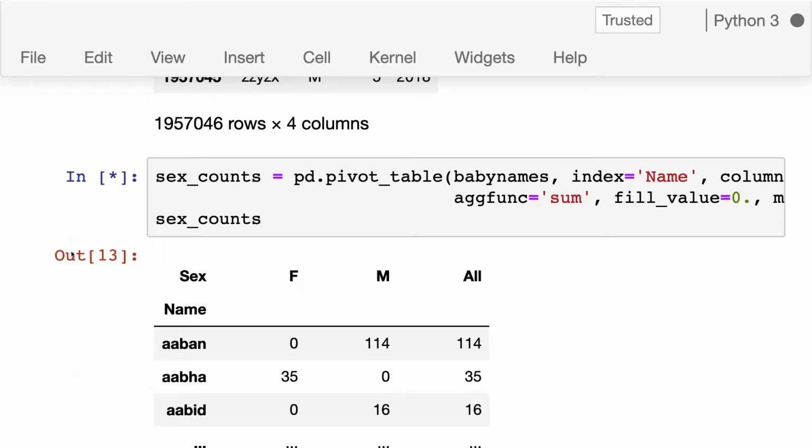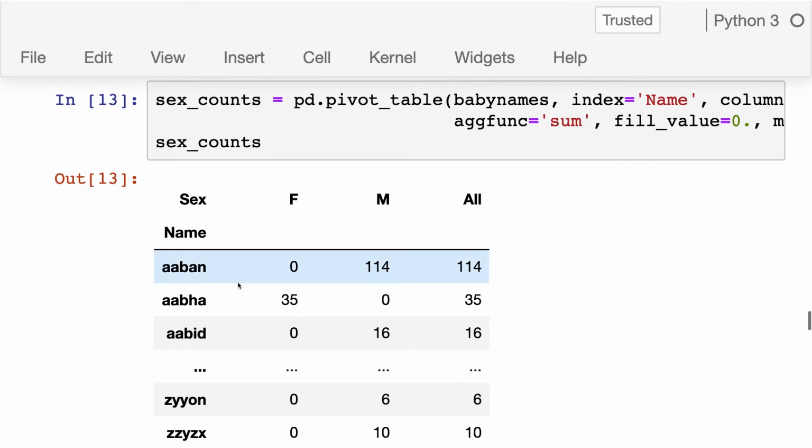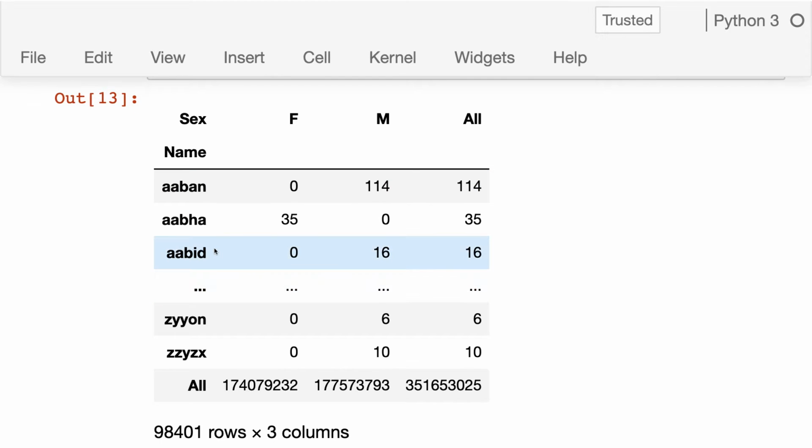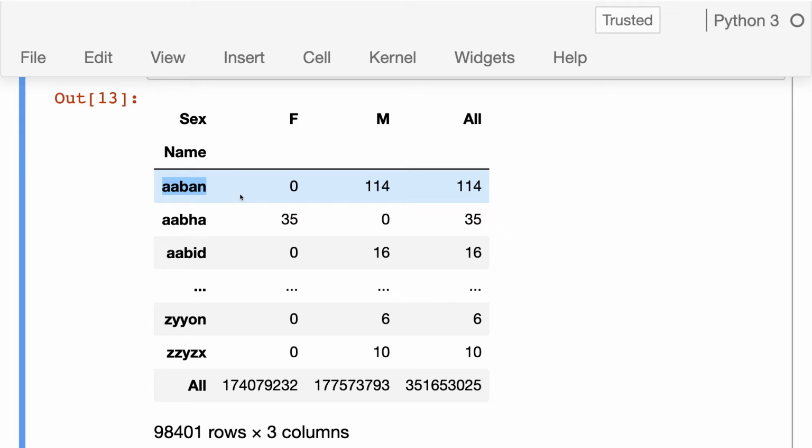This code uses pandas, a library that we'll be introducing tomorrow and the rest of this week. We can see here that in this table, what we've made is what's called a pivot table. You may remember from Data 8, where we have the row containing the person's name, as well as the number of people that were given that name for each sex. For example, Aban was given to 114 males and 0 females. So if a person in this class is named Aban, I would pretty much guess that you're a male.